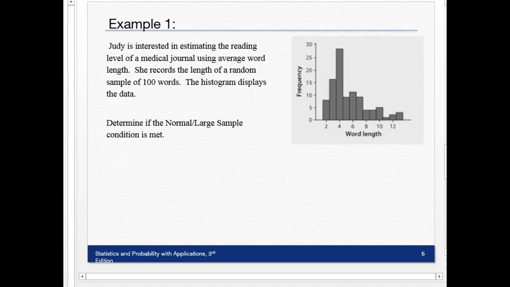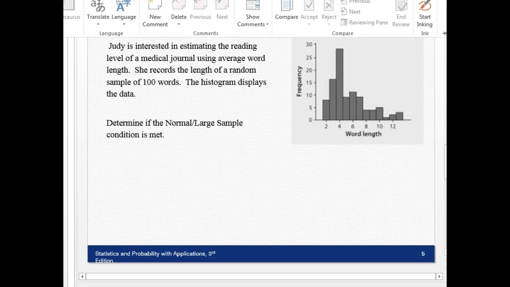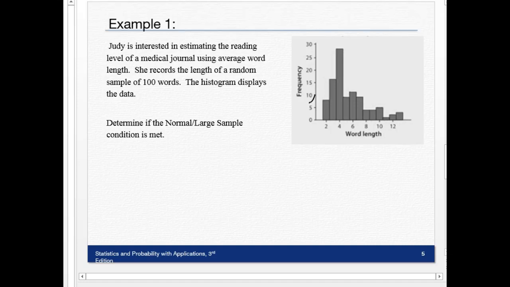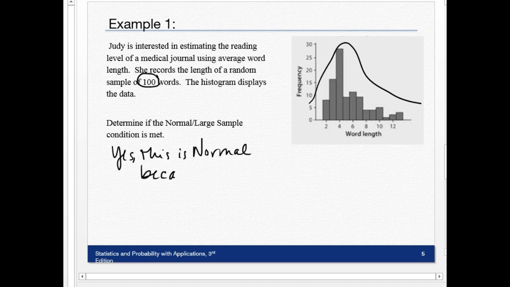look at the graph. Hopefully, you look at this and you're like, oh, this is not normal in shape at all. It's not. You're right. Remember, this is more of a right skewed shape. So the skewness will not work for us. But look at the sample size. It's 100. So you can say, yes, this is normal, because n, which is 100, is greater than or equal to 30, and we can use the central limit theorem. That's all you have to tell me. Okay? The skewness of the graph doesn't matter if you pick a big enough sample size.